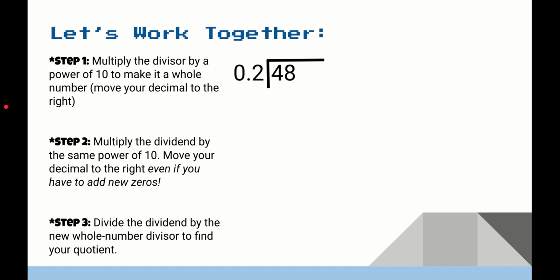So here's our first example. We've got 48 divided by 2/10. Now, 2/10, that's a decimal, can't really work with it like it is. But I can multiply that by 10. I can move my decimal over one place. So if I do that on my 2/10, I have to do the same thing with my 48. So if I rewrite it, it's going to look like 480 divided by 2.